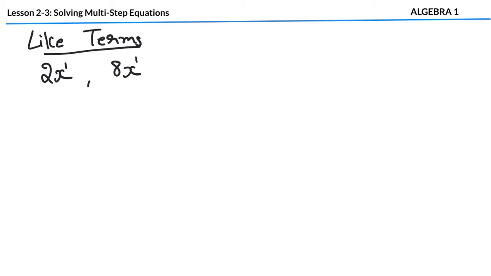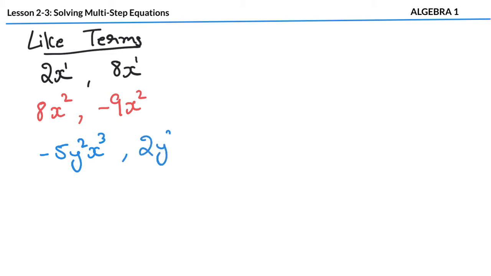Let's look at another example. 8x squared minus 9x squared. Are they like terms? Yes, because they have the same variable with the same power. Let's take another example. Negative 5y squared x to the power 3 and 2y squared x to the power 3. Are they like terms? Yes, because they have the same variable with the same power.